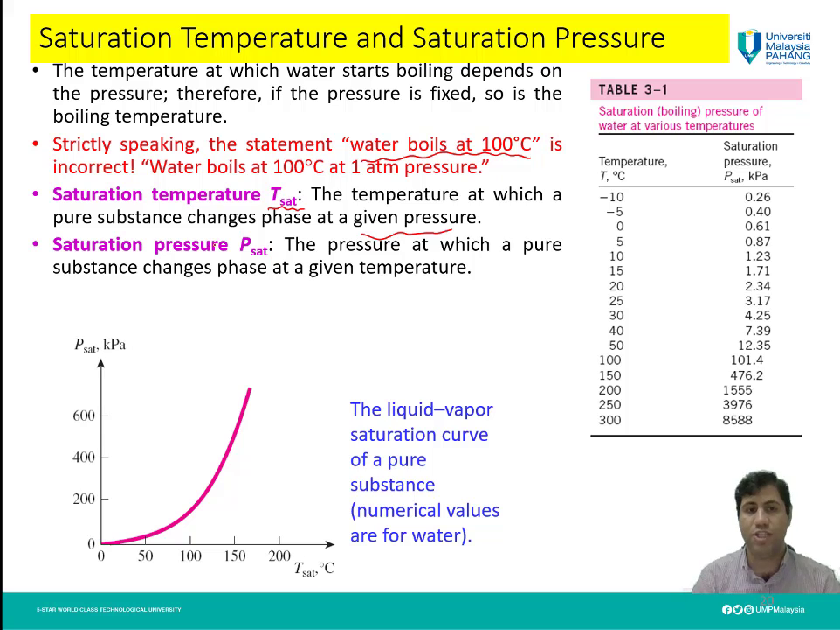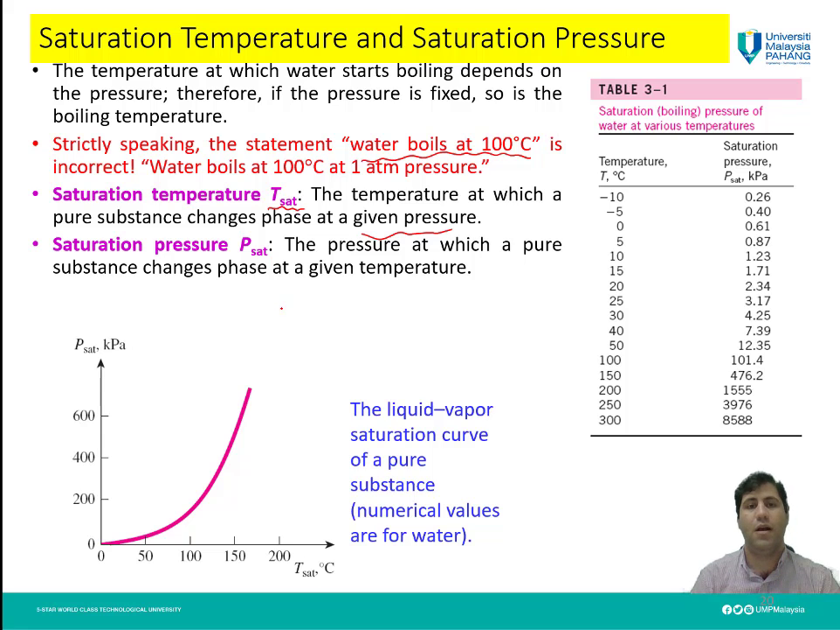And saturation pressure, or PSAT, is the pressure at which a pure substance changes phase at a given temperature. So from now on, anytime you are discussing the boiling temperature for a substance, or a pure substance, you should ask about the pressure at which this process is happening.